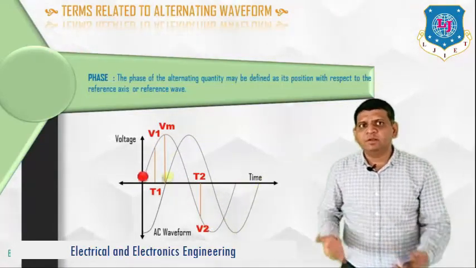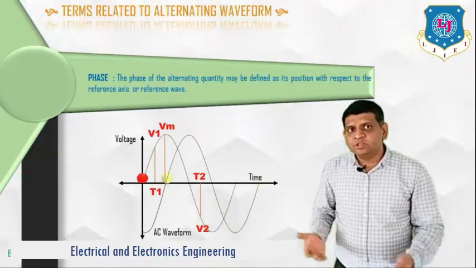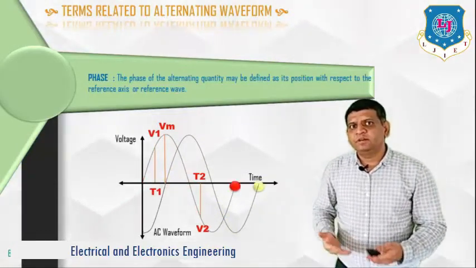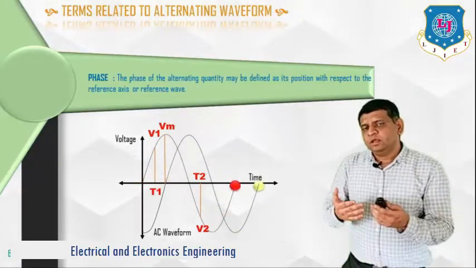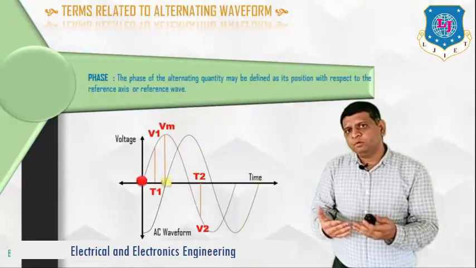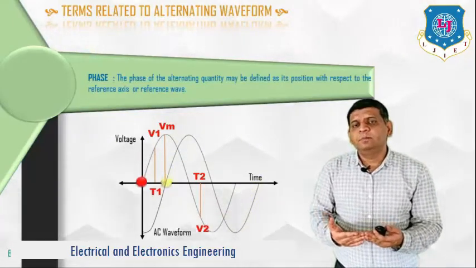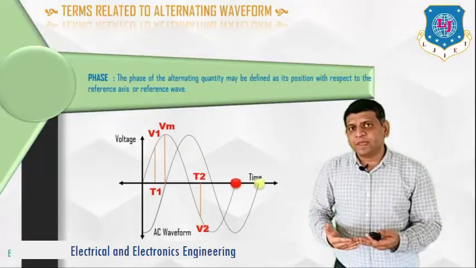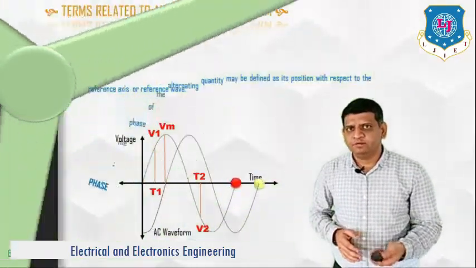So the phase of an alternating quantity may be defined as its position with respect to the reference axis or the reference wave, right? So here the conductor or the wire loop, which is changing the position from angle 0 to 90, this is a kind of phase, right?